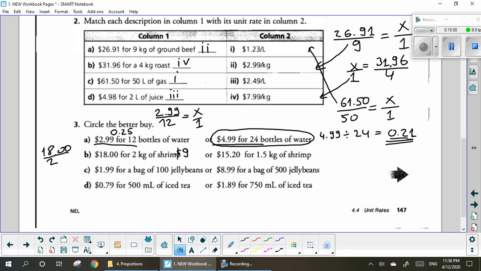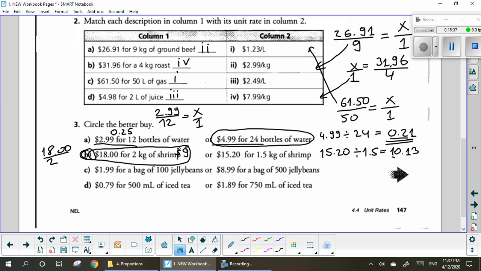If I do a similar calculation on the other side, 15.20 divided by 1.5, I have 10.13. There we go. So in this case, it costs me $10.13 for 1 kilogram of shrimp. So it seems like it's actually better if you buy the 2 kilogram pack. Much better. Then we have jelly beans.